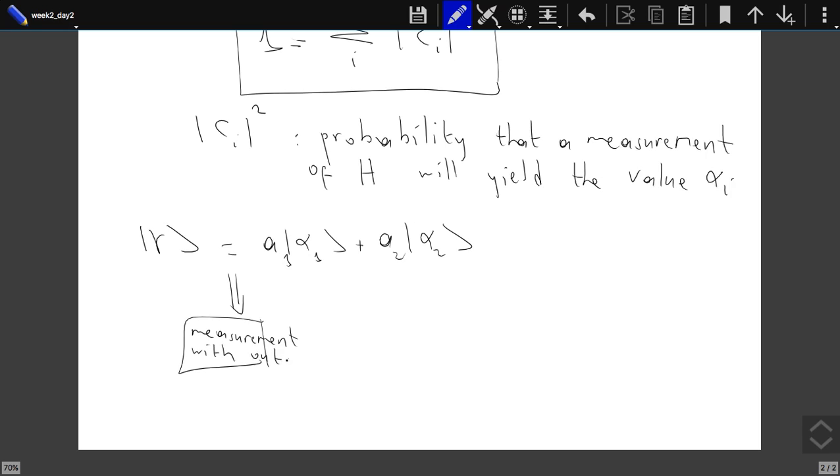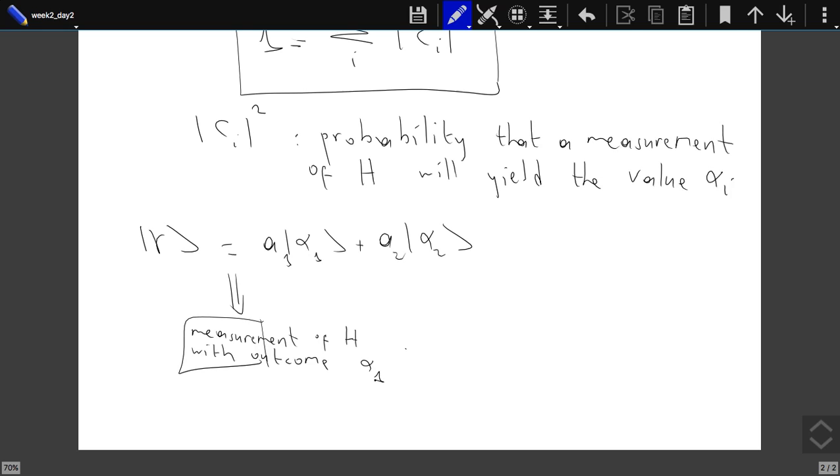And the outcome of the measurement of H is alpha 1. So we have our observable, and there is a corresponding operator to our observable H. The possible values that we can observe will be the eigenvalues of H. And we make a measurement of this observable, and we measure that this observable has the value alpha 1.